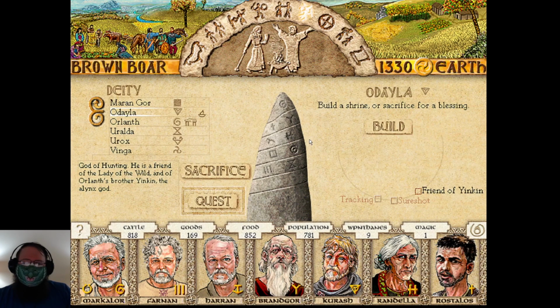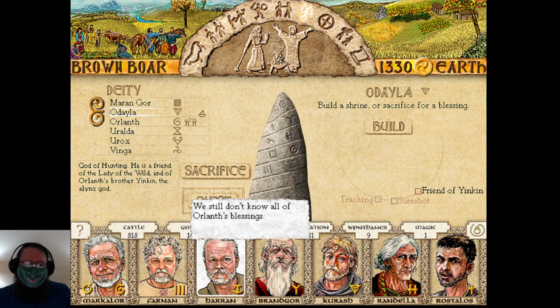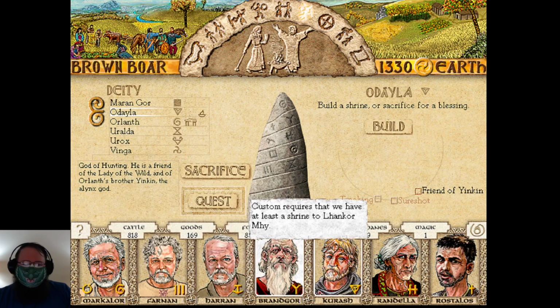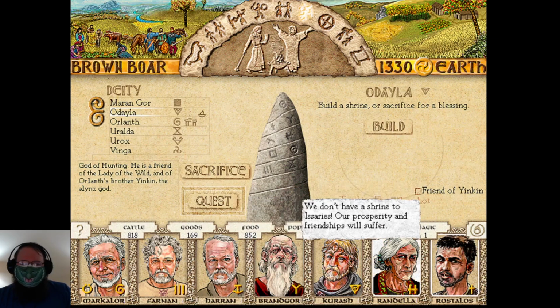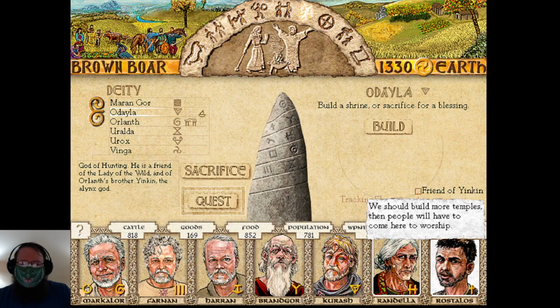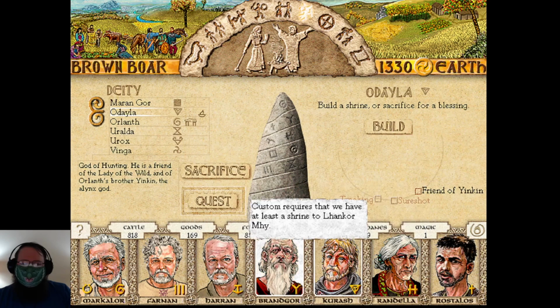Still Earth season. Friendly Yinkin. What's this do? Reduces food spoilage due to... yeah, not the most important. Who was the other... blank for mine. They want us to build more temples, Saris or Lankor Mai.